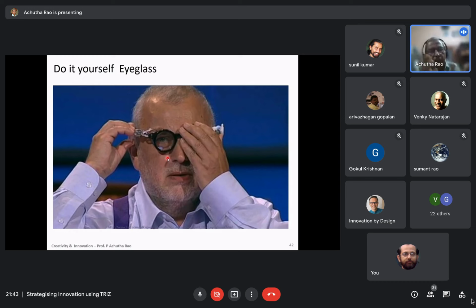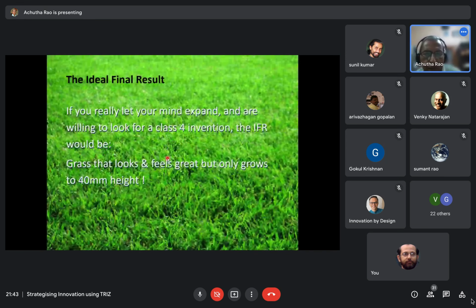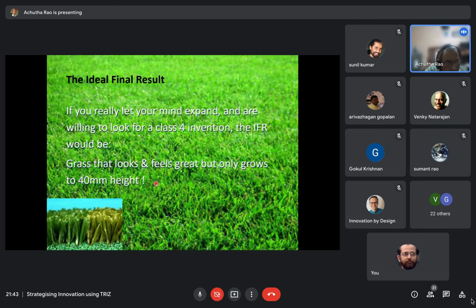So one of the approaches we take is to look for self-patents, and what the idea is to create an ideal solution. What can be an ideal solution for a lawn mower? Anybody wants to venture? Robotic? Normally we'll go in this direction, am I right? I will reduce the power, use natural wind power, solar power, etc. But an actually ideal solution for this, if I'm looking for a level 4 invention, is grass that looks and feels great, but only grows 40 mm height. That's an ideal solution. Now let me see whether something like this has happened or not.